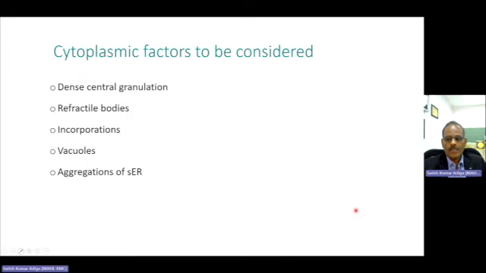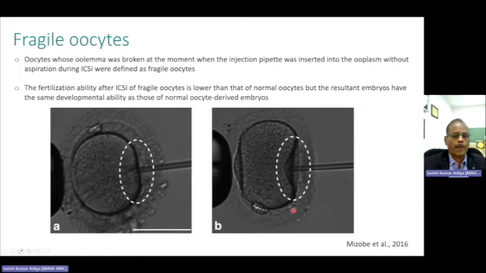Let's discuss the important intracytoplasmic factors in oocytes. This includes dense central granulation, refractile bodies, inclusions, vacuoles, and aggregations of smooth endoplasmic reticulum clusters. I'll be discussing all these one by one.